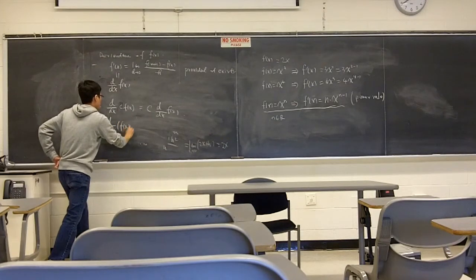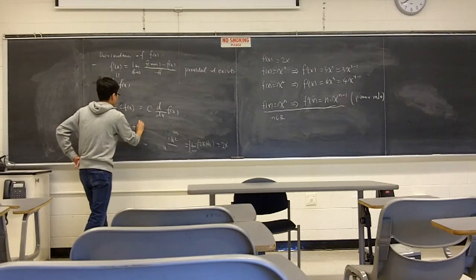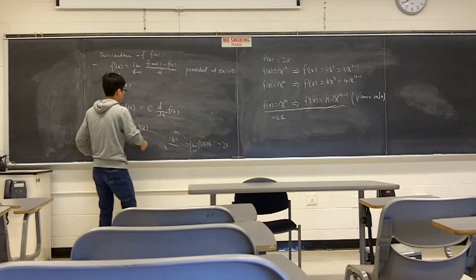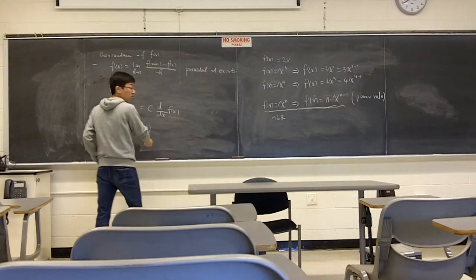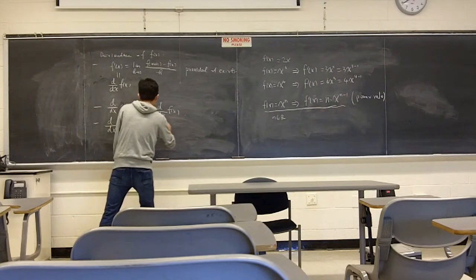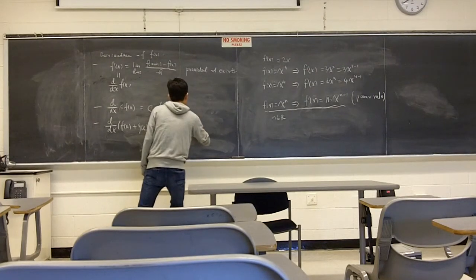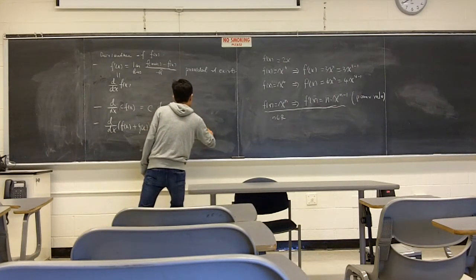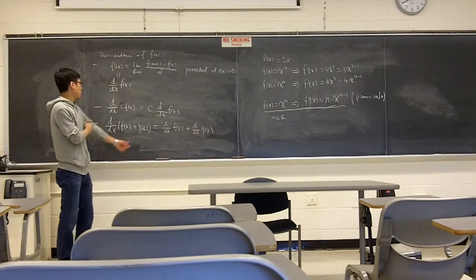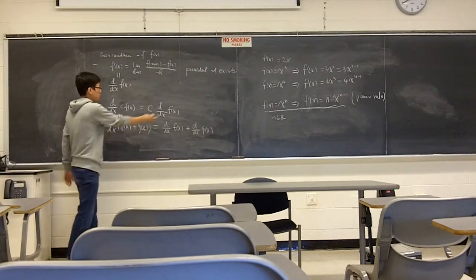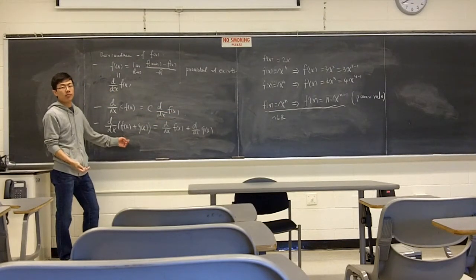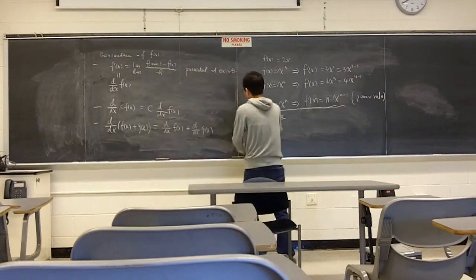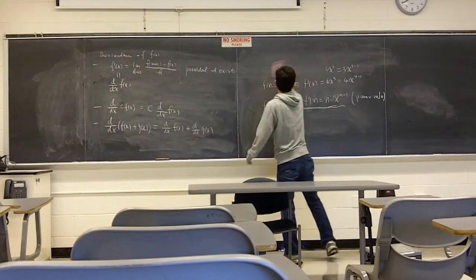If f(x) plus g(x), the derivative is equal to d/dx f(x) plus d/dx g(x). For this to be true, you need the derivatives to exist, provided the derivatives exist. Okay, so now I think we need to do another example.